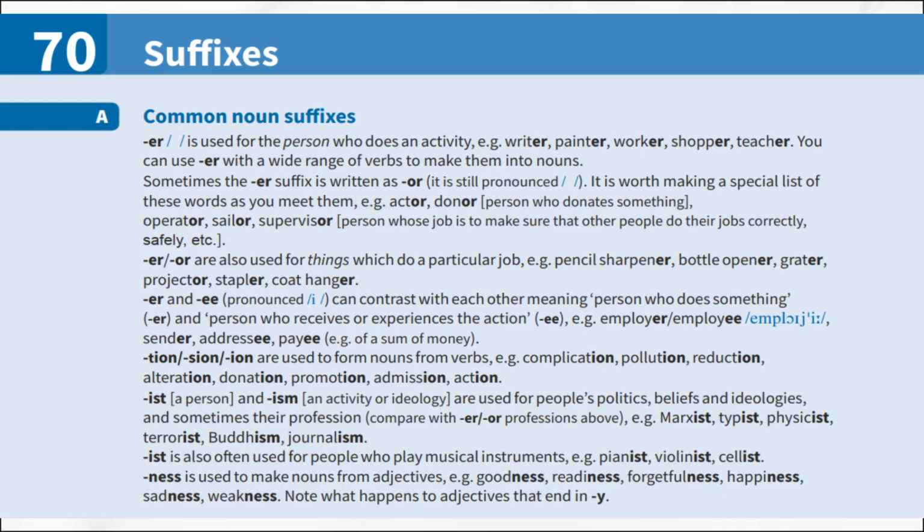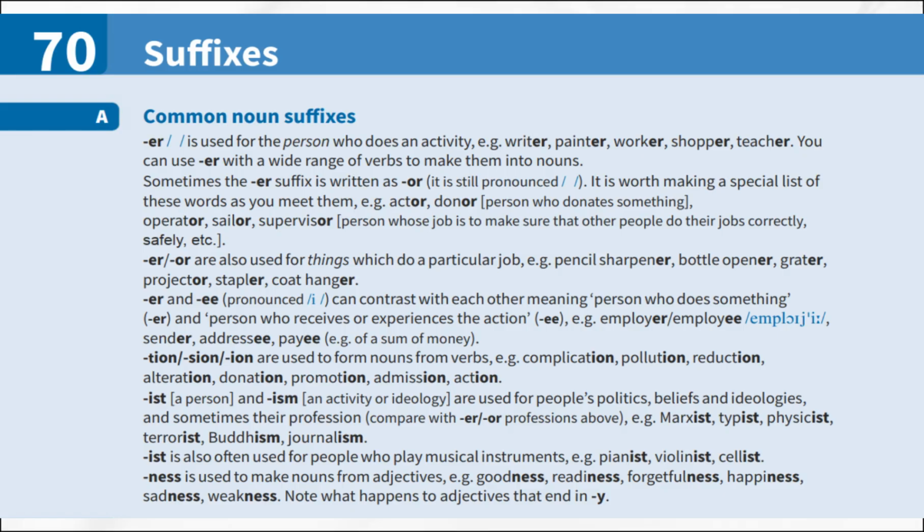Common noun suffixes. First, let us look at common noun suffixes. The suffix -er is used for the person who does an activity. For example, writer, painter, worker, shopper, and teacher. You can use -er with a wide range of verbs to make them into nouns. Sometimes the suffix is written as -or, but it is still pronounced the same. It is worth making a special list of these words as you meet them.